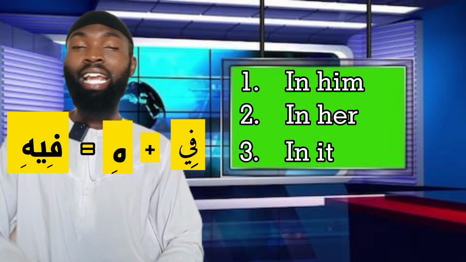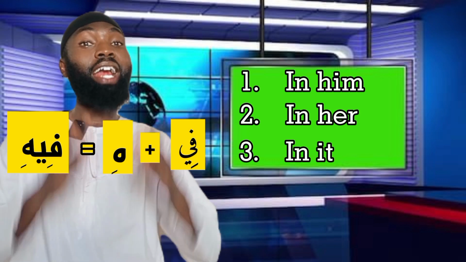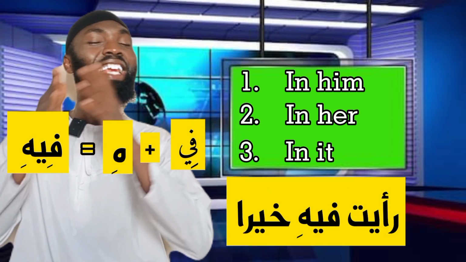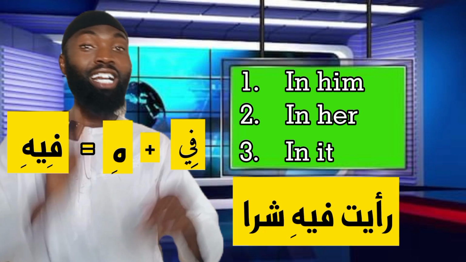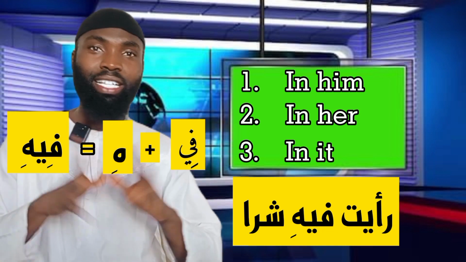The fi means in and the hi means him. So we have fihi, in him. I can say ra'aytu fihi khayran. I saw good in him. Ra'aytu fihi sharran. I saw evil in him. MashaAllah. Now can we move on to the second phrase?